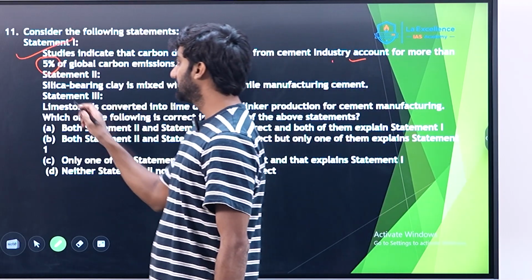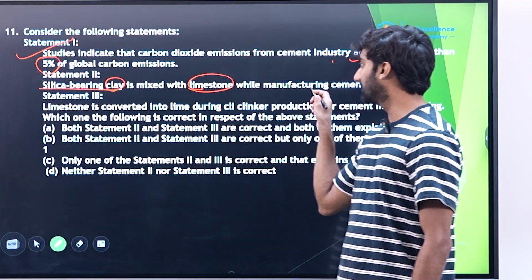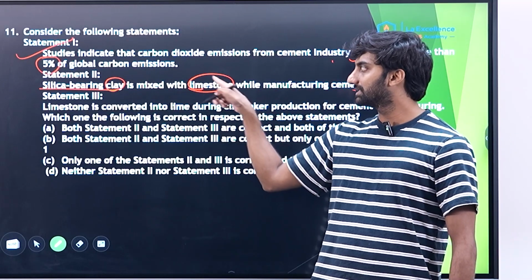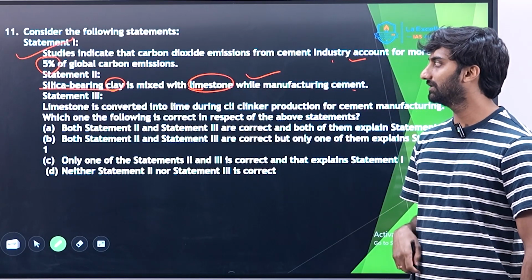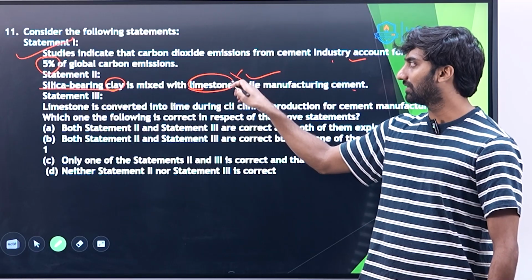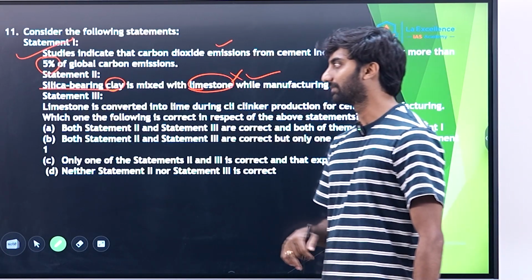Statement 2: silica-bearing clay is mixed with limestone while manufacturing cement. Clay is mixed with limestone while manufacturing cement, true. To manufacture cement we use this, but this is not contributing to carbon emissions. A simple mix of clay and limestone is happening.